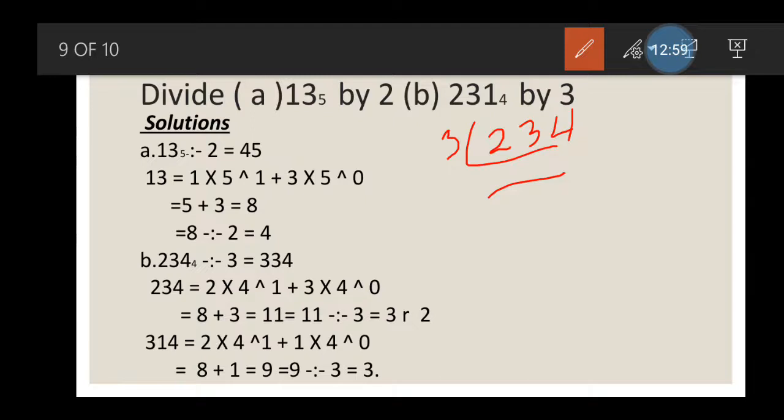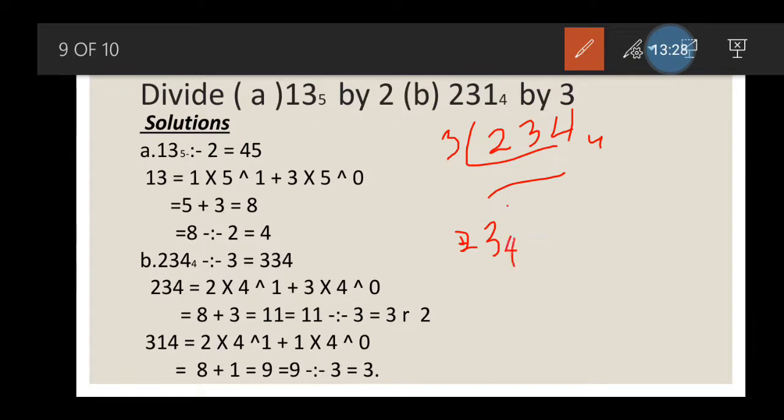now becomes 23. But mind you, we are doing this in base 4. So since 2 cannot be divided by 3, you now bring this to become 23, isn't it? But you won't say 23 divided by 3. Rather, you convert 23 base 4 to base 10.